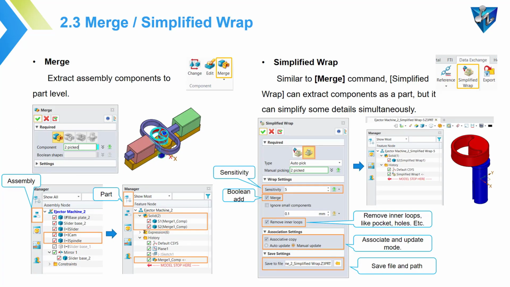After assembly is finished, sometimes we need to convert it to a part. ZW3D provides two commands for this purpose. The first one is merge. It's a basic way. And the second one, simplified wrap, is an advanced tool. It can adjust the sensitivity, and it can remove loops of the destination part. Later I will show you in the software.